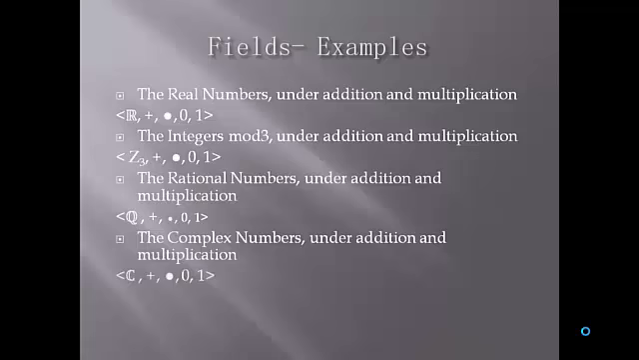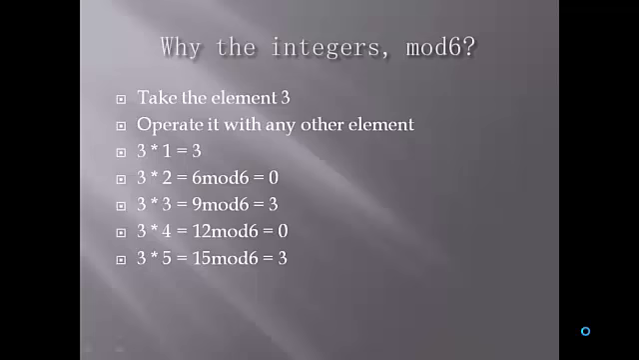And let's take a look at one non-example. One non-example is the integers mod 6 under addition and multiplication. It may not be apparent: hey, the integers mod 3 was a field, so why can't the integers mod 6 be? Let's look at that. I'm going to pick an element, 3, and remember that we need inverses in a field for any element to take it back to the identity. If we operate it with any other element under multiplication, we'll notice that we never get back to 1 here. So since 3 does not have an inverse, the integers mod 6 can't be a field.